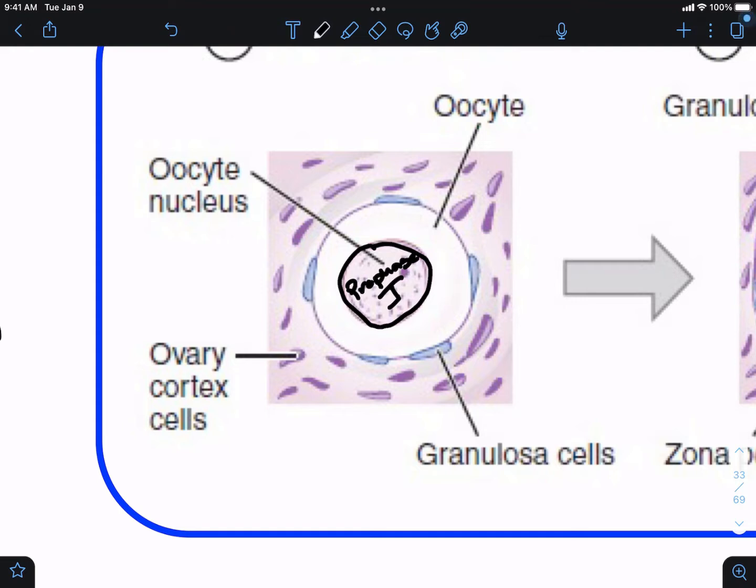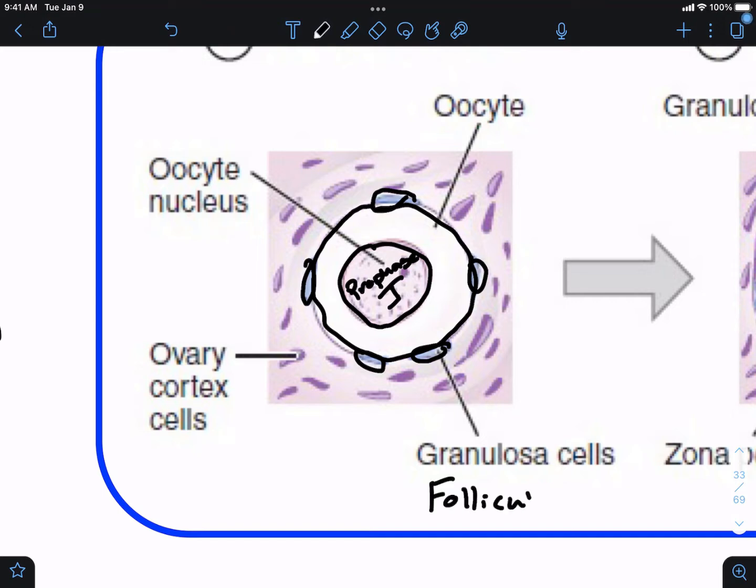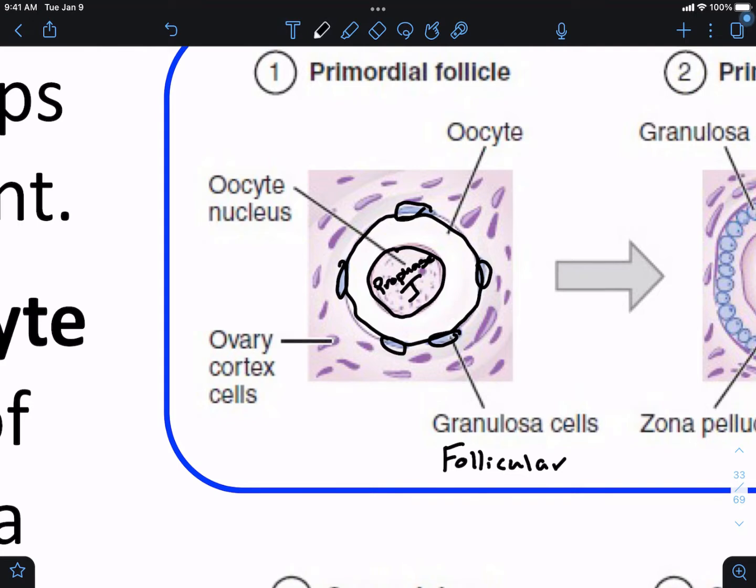Recall that the nucleus will break down in prophase, but in this particular diagram it's shown here as having not yet broken down. The plasma membrane of the oocyte is here. And surrounding that plasma membrane is what we call granulosa cells, which can also be called follicular cells. Okay, granulosa / follicular. In the primordial follicle, we really just have a very small layer of those follicular / granulosa cells.